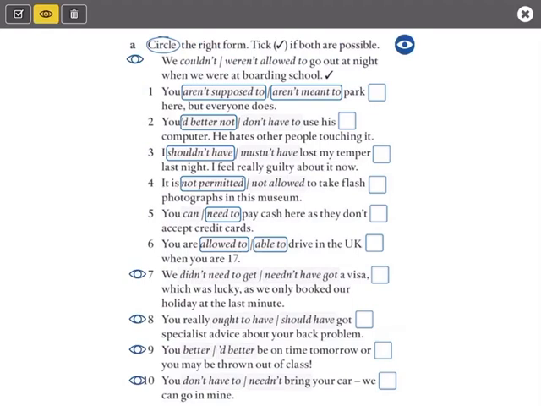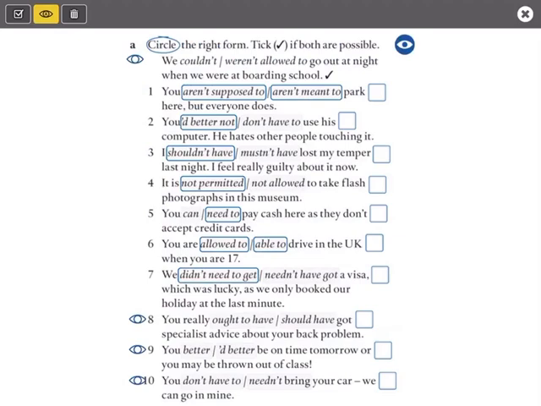What about number 7? We didn't need to get a visa, which was lucky as we only booked our holiday at the last minute. Or we needn't have got a visa, which was lucky as we only booked our holiday at the last minute. What do you think about this one? Well, we didn't need to get it, so no lo hicimos. No, no era necesario y no lo hicimos. We didn't need to get a visa, which was lucky as we only booked our holiday at the last minute.